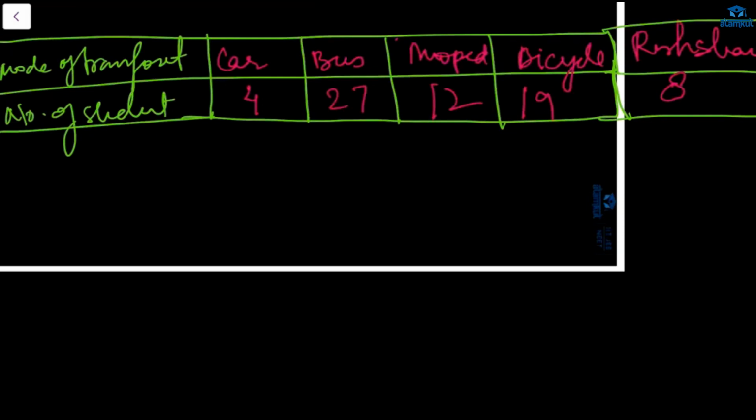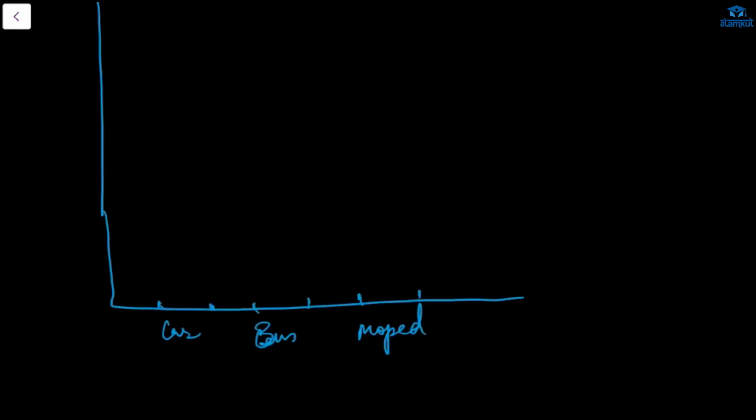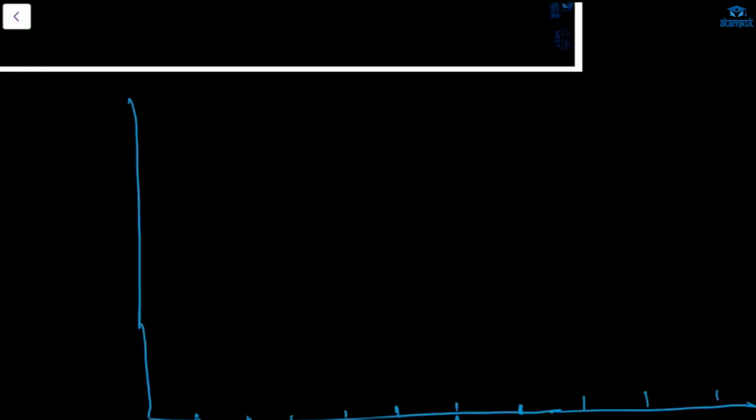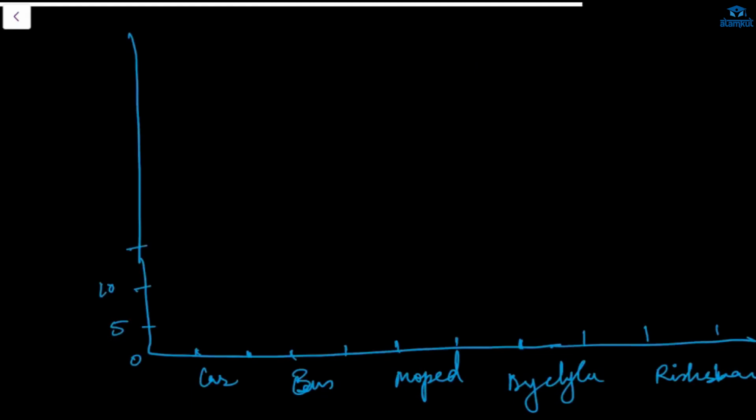Mode of transport you are going to represent on the x-axis, and frequency on this line. First will be car, then after car comes bus, and you maintain equal distance, then moped, then bicycle, then equal spacing, and then rickshaw. The values are 4, 27, 12, 19, 8. You can take a gap of 5 or 4, whatever you feel like, depending on how much value you have to represent. What is the maximum value? 27, so 5, 10, 15, 20, 25, 30. This is your Y.